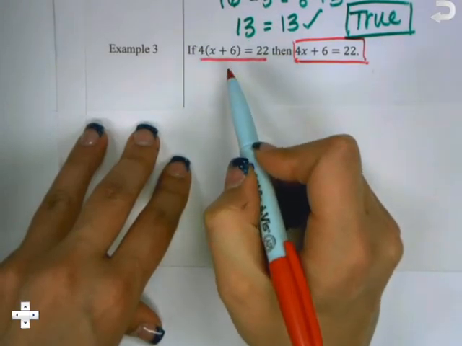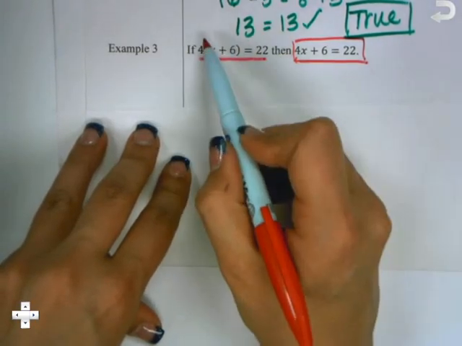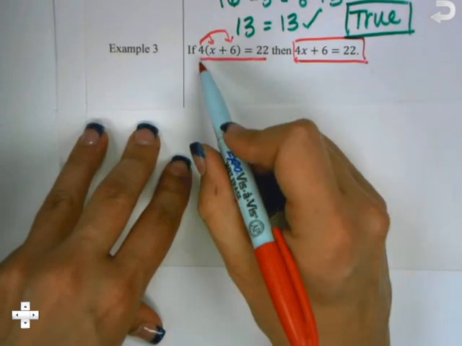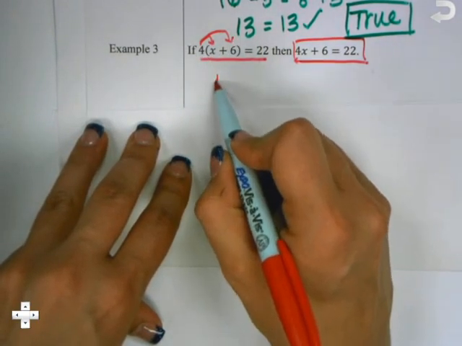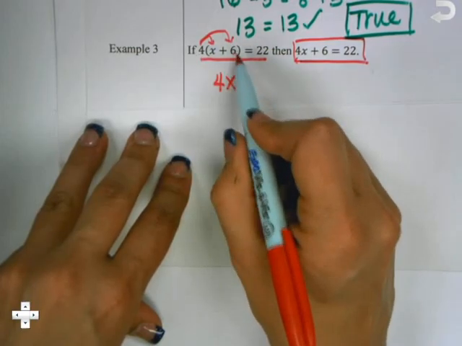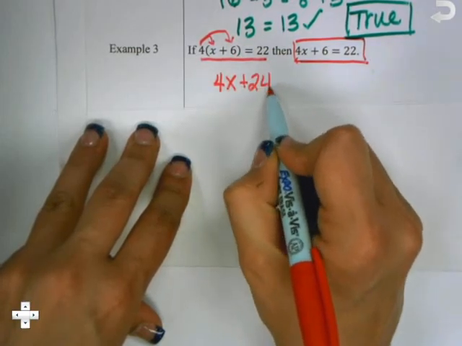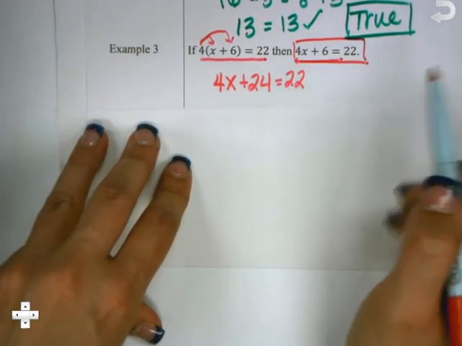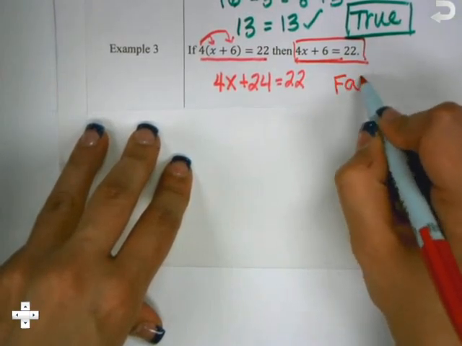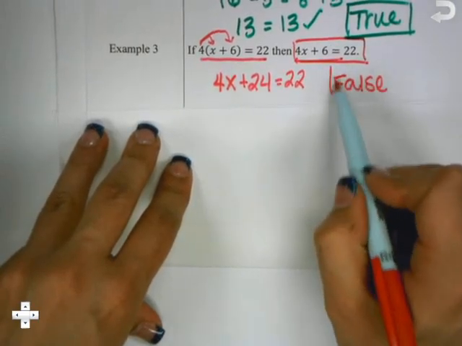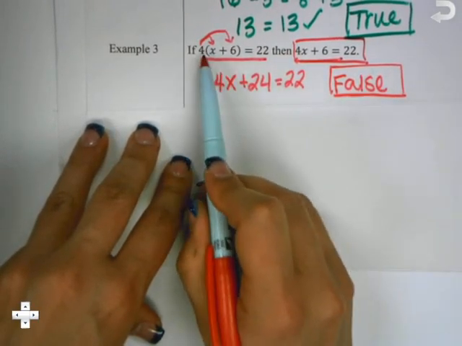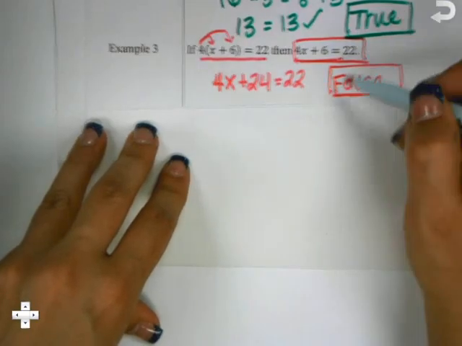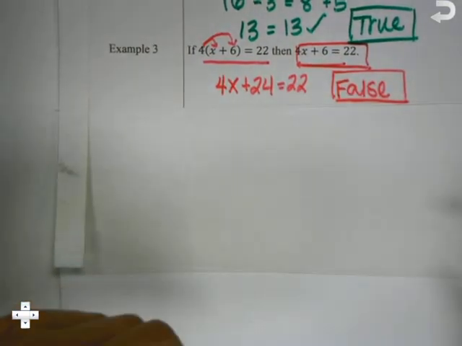Distributive property. Excellent. So I'm going to distribute 4 into the parentheses. So what would I get? 4 times x gives me 4x, and 4 times 6 is plus 24 equals 22. Is that what our conclusion said? Nope. So the conclusion is false. What did they forget to do? They forgot to distribute the 4 to the 6. So you may also get questions where they ask you what was wrong or what's the incorrect step.